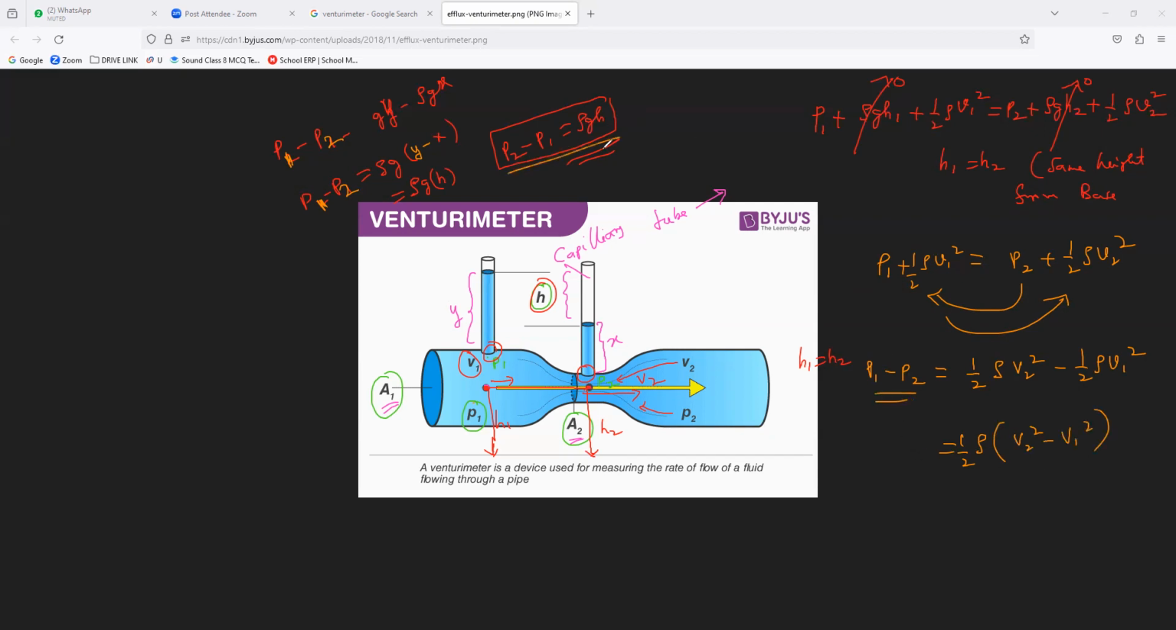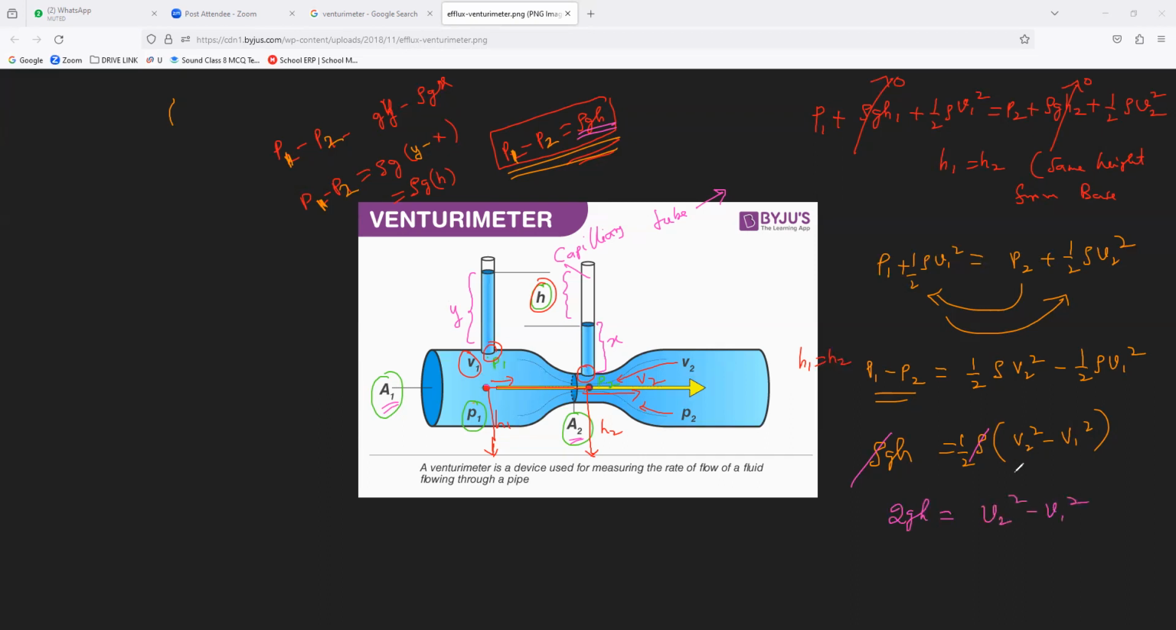So just now we studied P1 minus P2 is equal to something. What is that, everybody? P1 minus P2 is equal to how much, guys? Rho gh. So rho will get cancelled. So what else remains? 2 will come to this side. So 2gh is equal to V2 square minus V1 square.